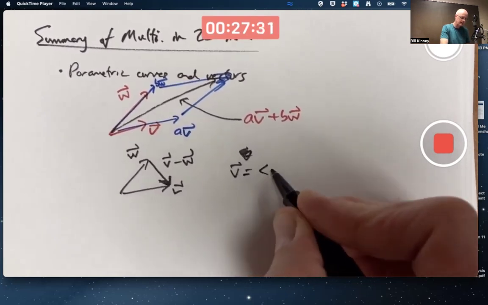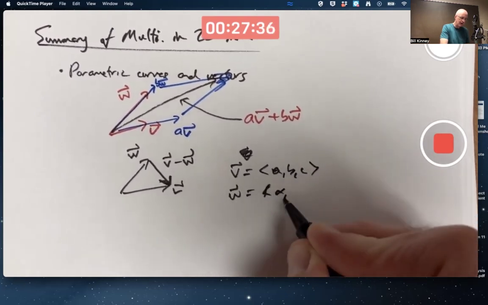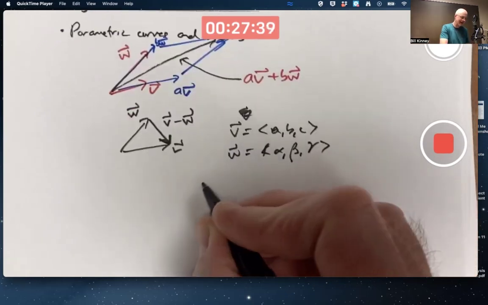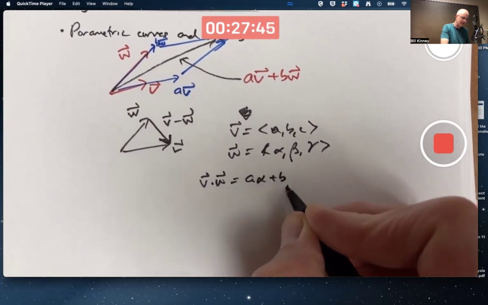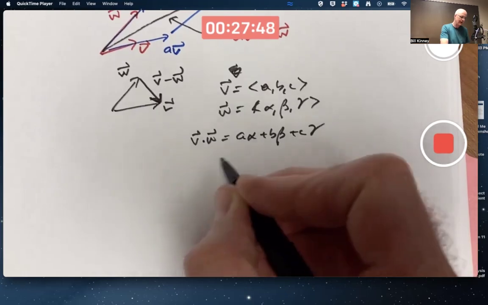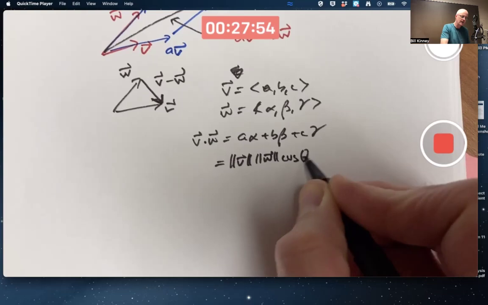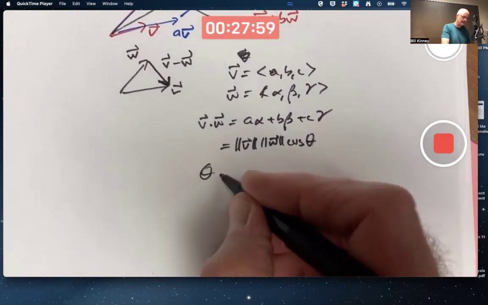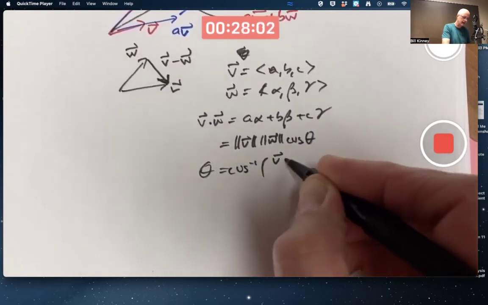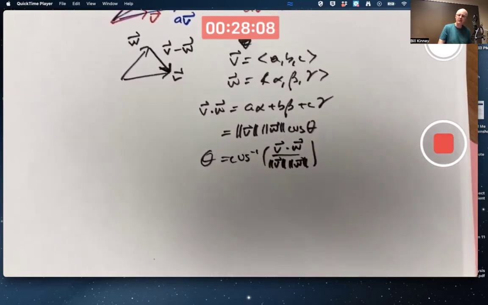Dot product was, of course, important. If V has components A, B, C, and W has components alpha, beta, gamma, then V dot W, don't forget how to compute, is a scalar: A alpha plus B beta plus C gamma. But it does also, of course, equal the magnitude of V times the magnitude of W times the cosine of the angle between them, which then allows you to find the cosine of the angle between them and therefore the angle. The angle is the inverse cosine of V dot W over the magnitude of V times the magnitude of W, which will always be an angle between 0 and pi radians, which is 0 and 180 degrees.